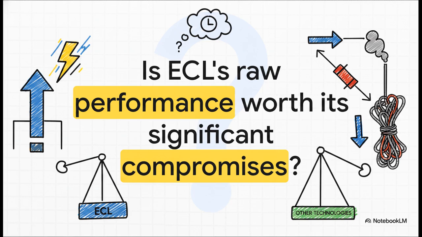And that's our deep dive into emitter-coupled logic. It's a perfect case study in engineering trade-offs. It's a reminder that for every single gain in performance, there's a price to be paid somewhere else. So the final question I'll leave you to think about is this: as modern technologies keep getting faster and faster, is there still a place for a specialized, high-maintenance logic family like ECL?